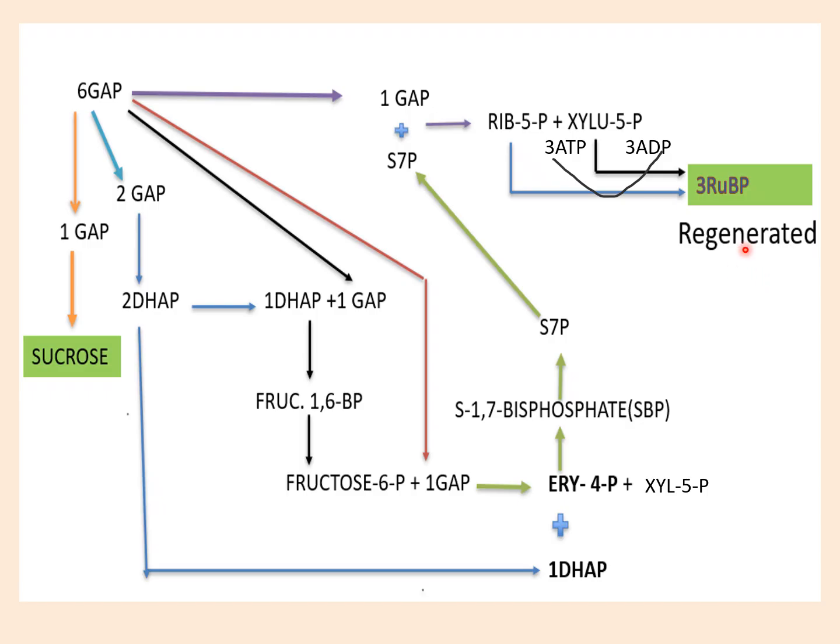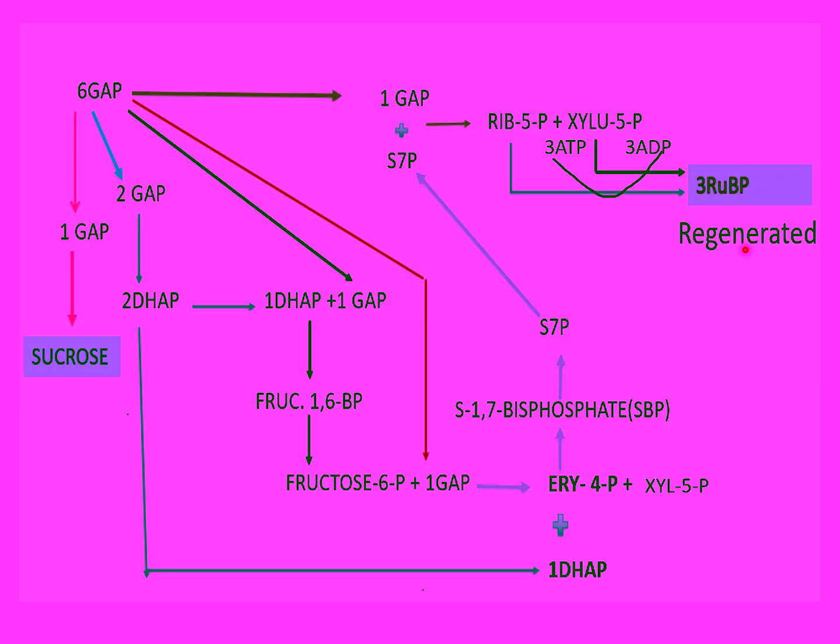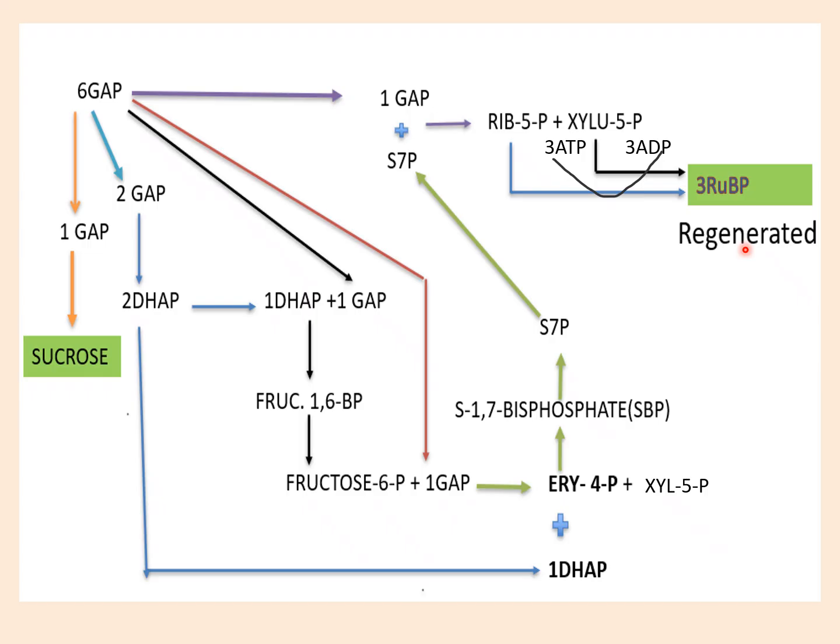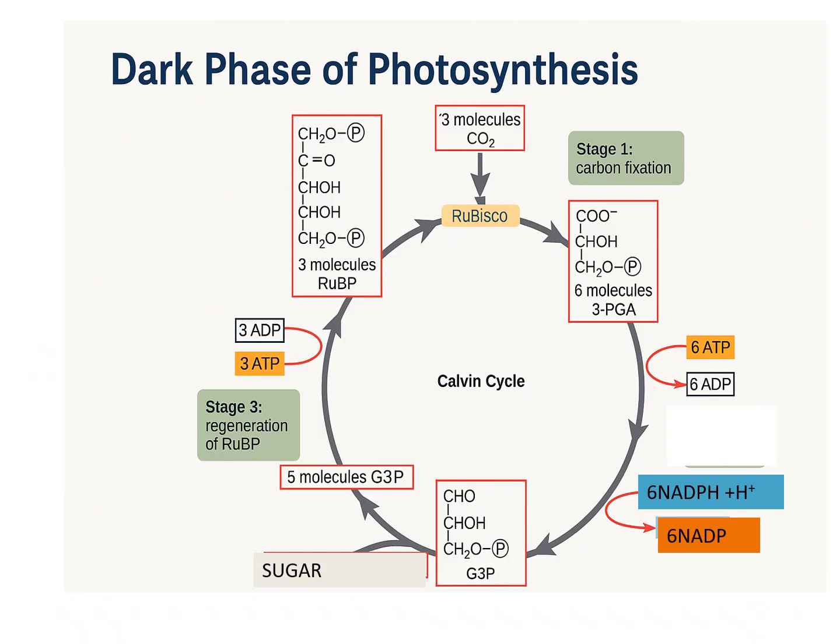So that's how the dark cycle or dark phase Calvin cycle occurs. 3 stages: fixation of CO2 first, then the product of the carboxylation reaction, 3-PGA, is reduced to glyceraldehyde 3-phosphate, that is GAP. Then GAP is converted into sucrose, 1 molecule. Rest of the molecules are used in regeneration of RuBP. So this is how it looks.